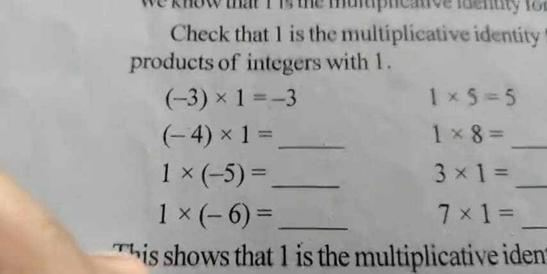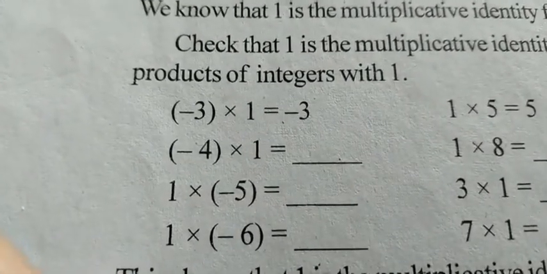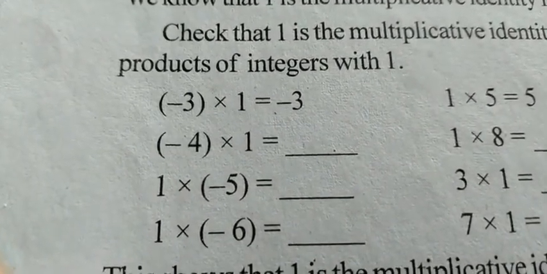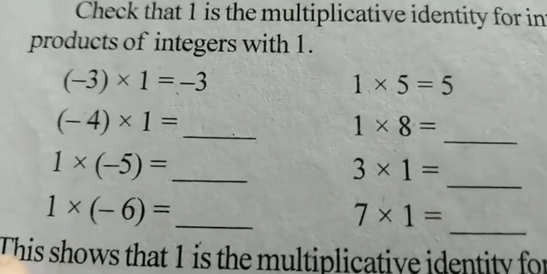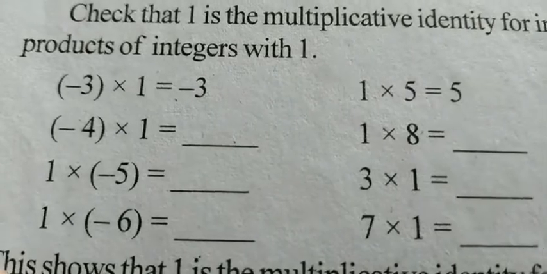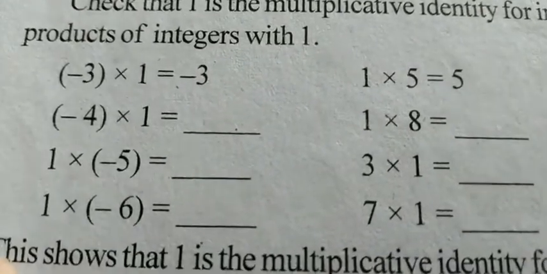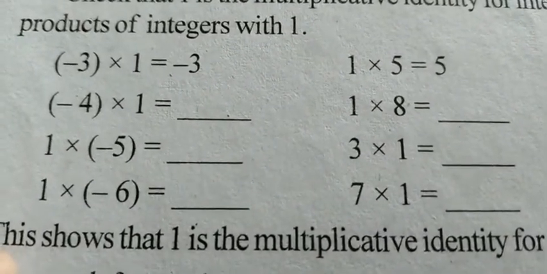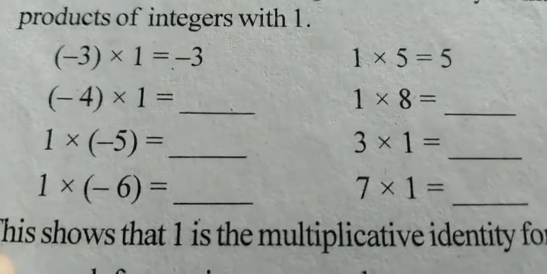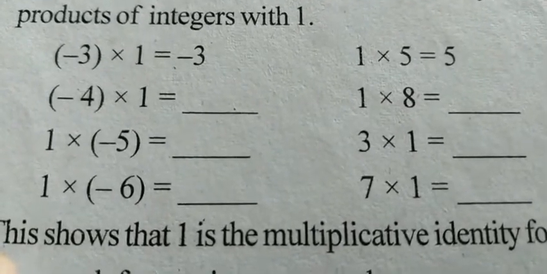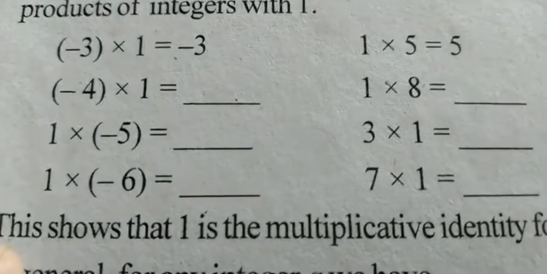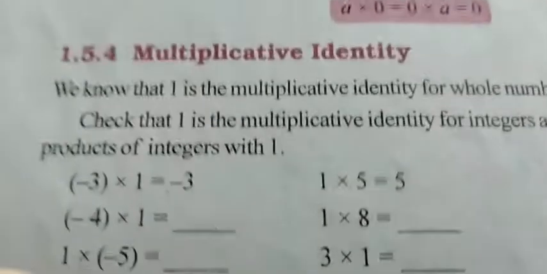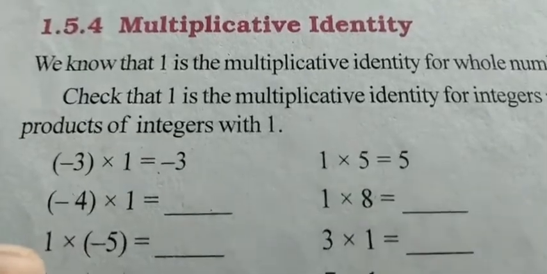You can see the examples. Negative 3 multiplied by 1 gives you negative 3, and for the positive integer also, 1 multiplied by 5 is equal to 5. You can try with these examples given below, and you will find that the answer is the original integer with which 1 is multiplied. That's what multiplicative identity tells you.